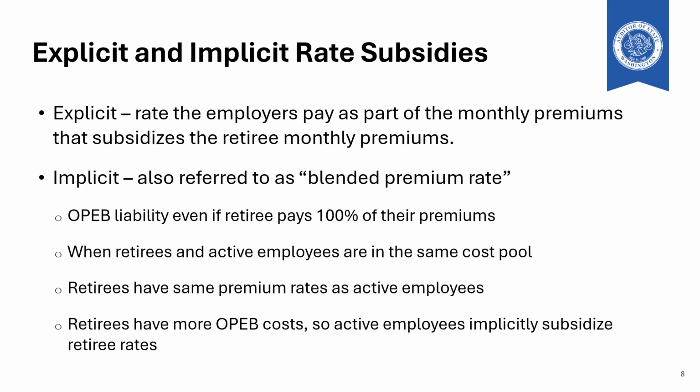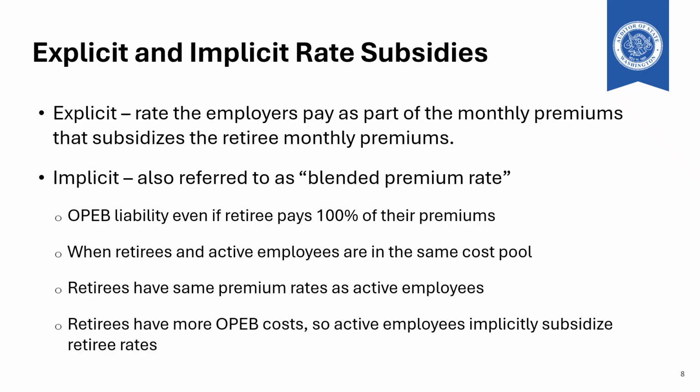I mentioned explicit and implicit subsidies, so let's define those. An explicit subsidy is when the government is explicitly paying part of the retiree's premium, so the government is subsidizing the retiree's premium. The OPEB liability, then, is essentially the part of the premium that the employer will be required to pay over the life of that retiree.